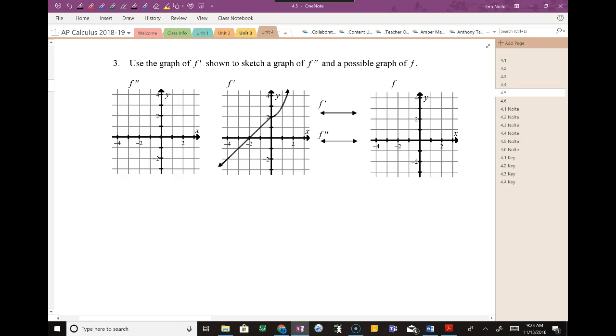Yes? I was just saying, that was a slope of 1. Perfect.